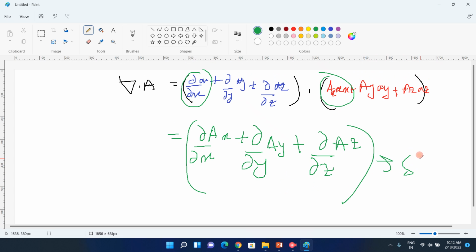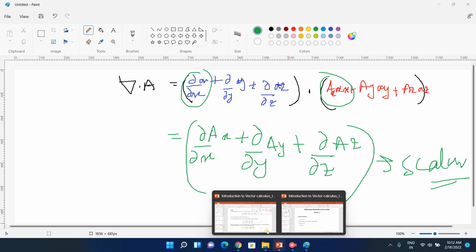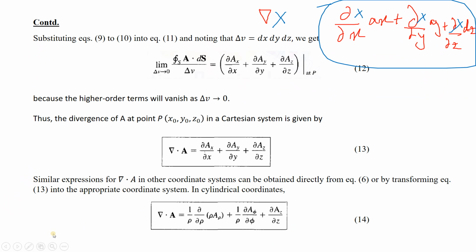So dot product between two vectors. तो ये अल्टीमेटली क्या है? ये स्केलर है, क्योंकि इसका कोई डायरेक्शन नहीं है, कोई यूनिट वेक्टर नहीं है यहाँ पे. There is no unit vector. So it is a scalar quantity. That is why you can see the divergence of a vector in Cartesian coordinate system, it is a scalar quantity.